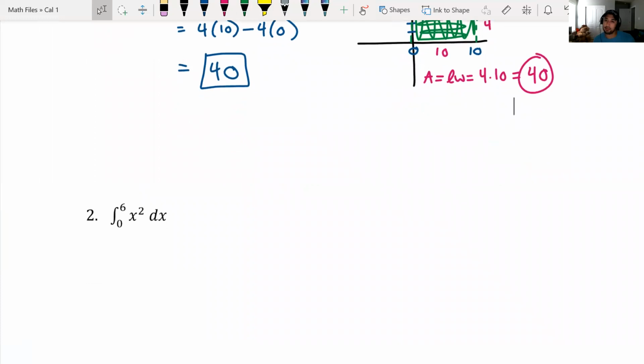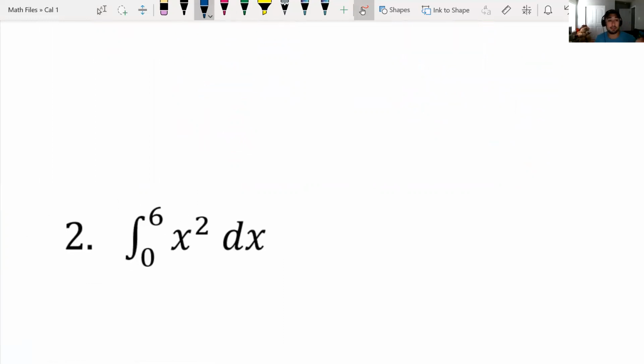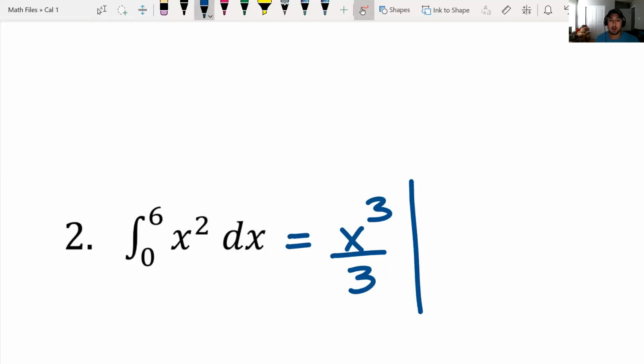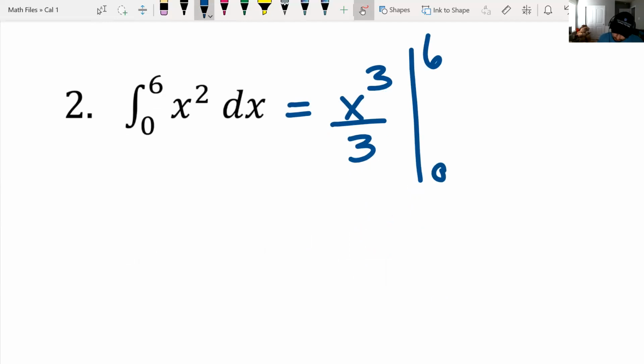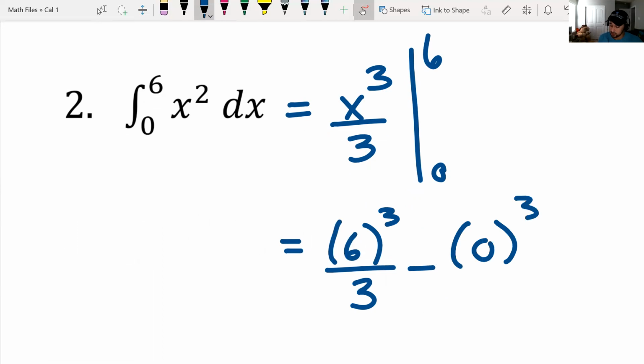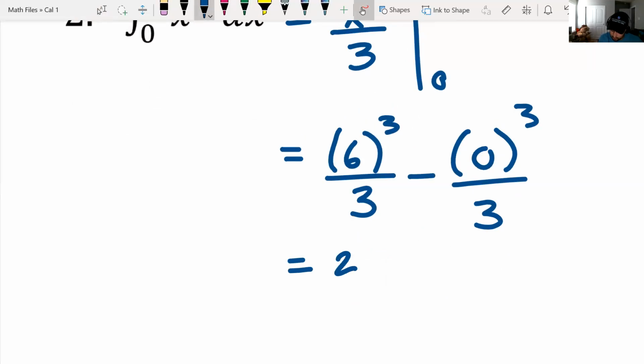We don't have to draw the graph all the time, but I'll probably do it on this one just to show you what you're finding. Again, the integral from 0 to 6 of x squared, power rule on this one. This just becomes x cubed over 3 on the interval 0 to 6. Plug it in, and you're going to have 6 cubed over 3 minus 0 cubed over 3. 6 cubed is 216, over 3. 0 cubed over 3 is still 0. And just divide 216 by 3.